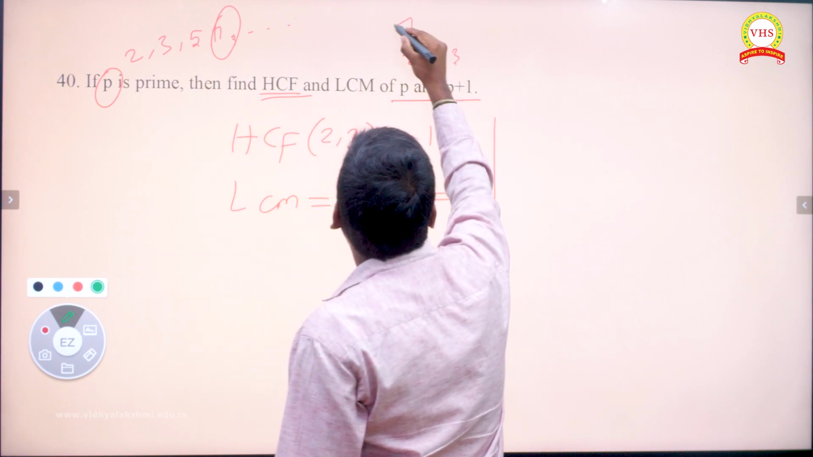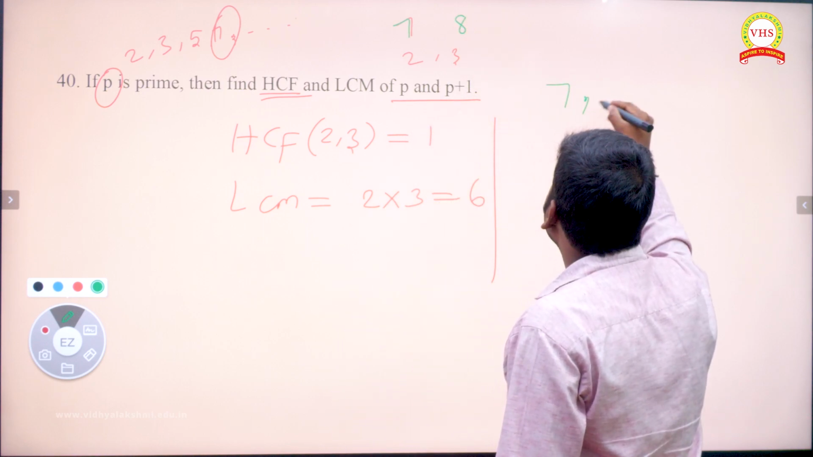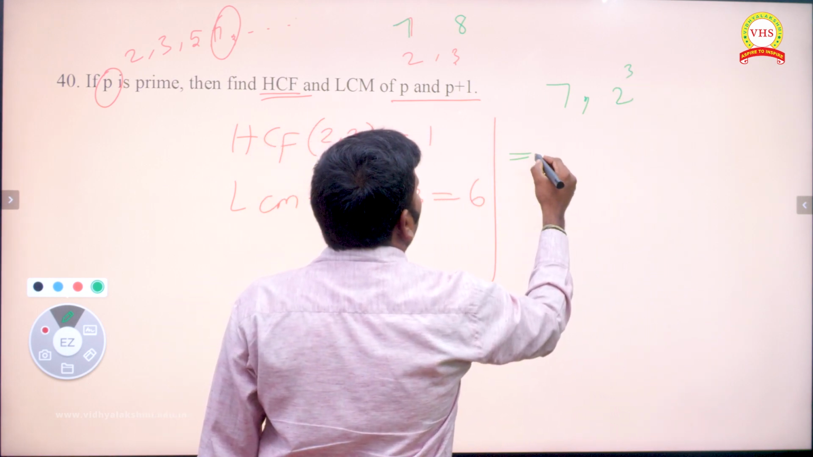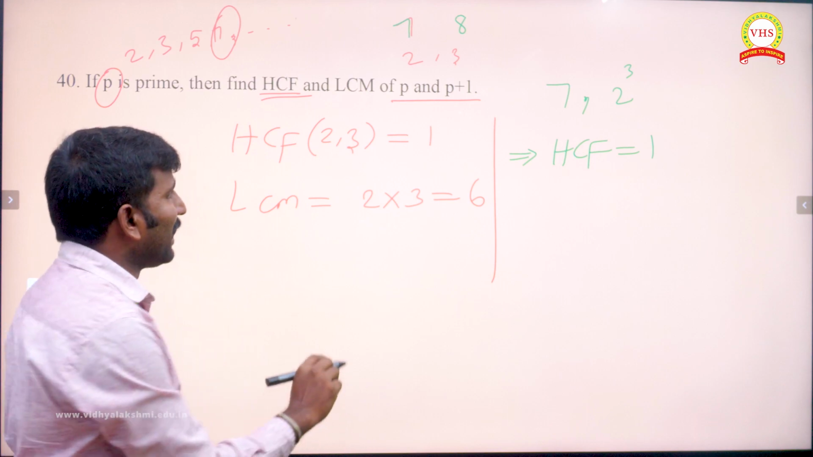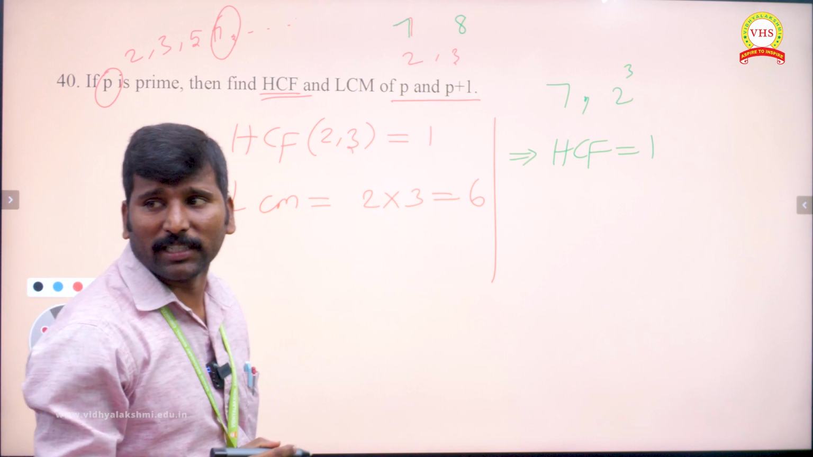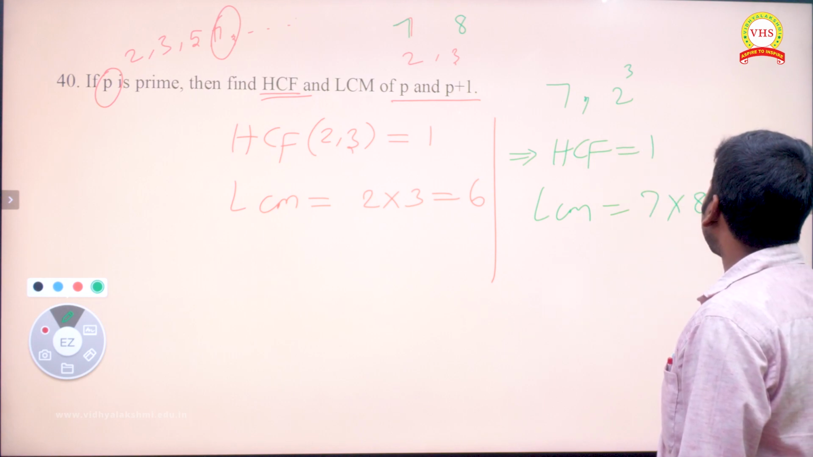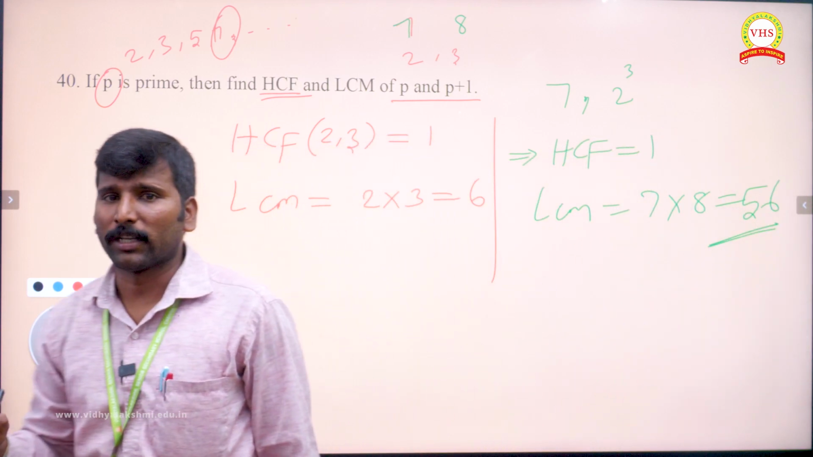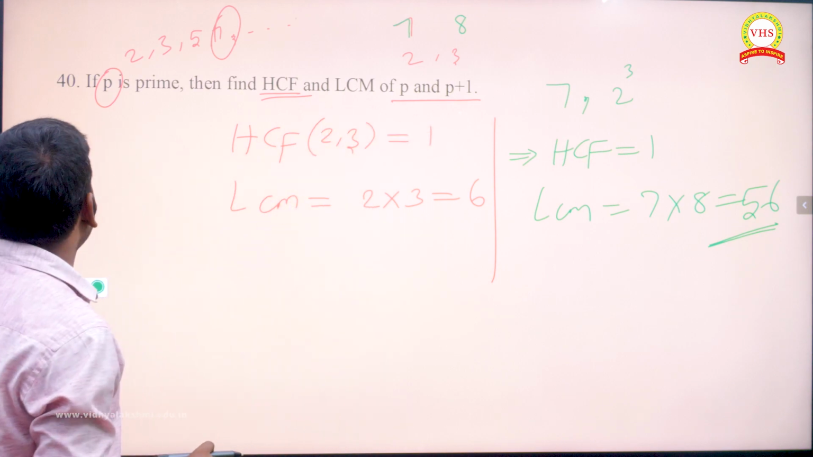P value 7 and P plus 1: 7 plus 1 is 8. So this is 7 and 8. 8 is 2 power 3. So what I'm getting, you see here, HCF there is no common factor, so 1. LCM, there are no common things, so we can multiply each other: 7 into 8, 7 8s are 56. That is your answer. Based on your selected value it will change. Okay, right.